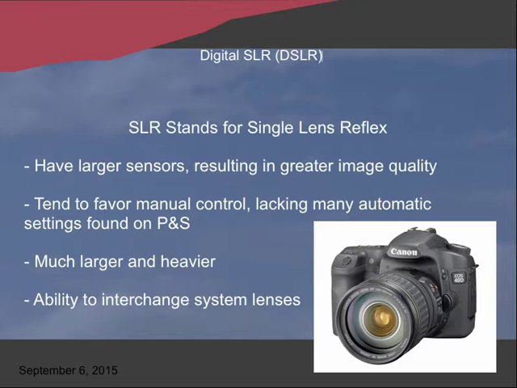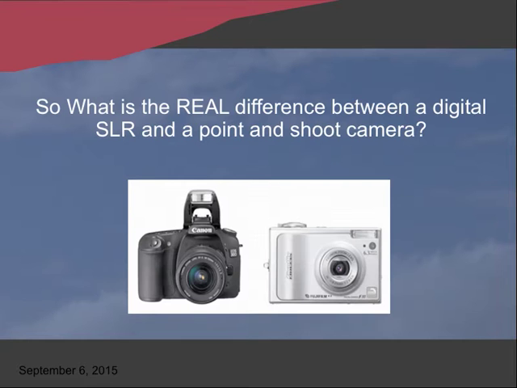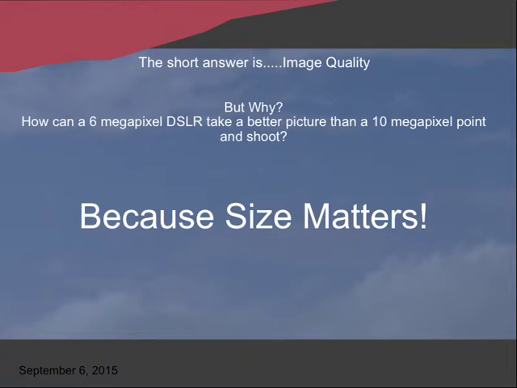They tend to be larger and a bit heavier, and they have this awesome ability to be able to change the lens packages and lenses. So you can have a camera body and you can have an assortment of lenses to take different style photos. So what is the real difference between a digital SLR and a point and shoot camera? Good question. The short answer is image quality.